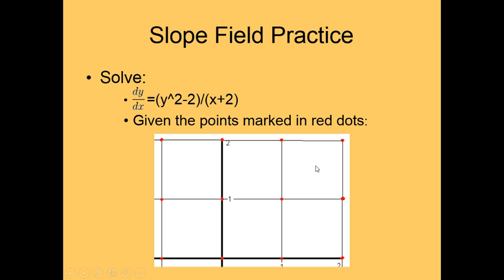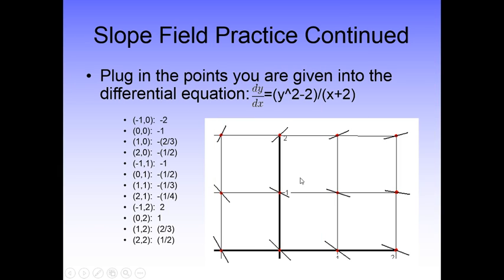Here's another example for slope field practice. This one is labeled as y squared minus 2, quantity, over the quantity x plus 2. Again, you want to use those easy numbers, so choose 0, 0; 1, 0; 2, 0, any spot in the corner of those square boxes. Plug in the point, so you see that at negative 1, 0 the slope would be negative 2. And at 0, 0, that would be negative 1.